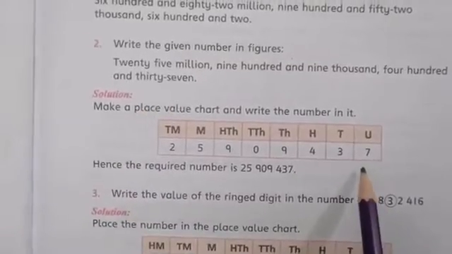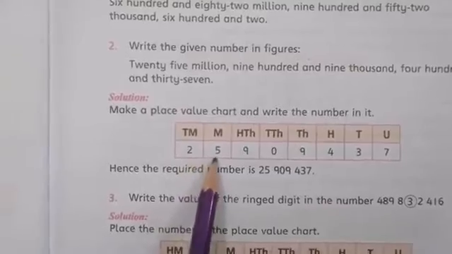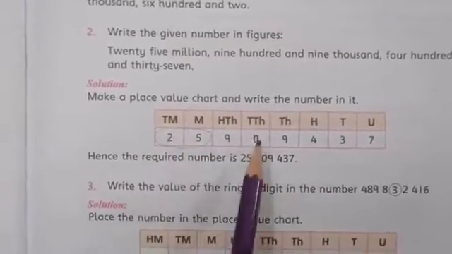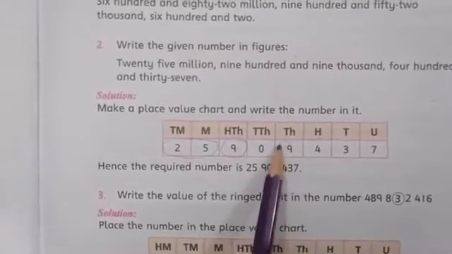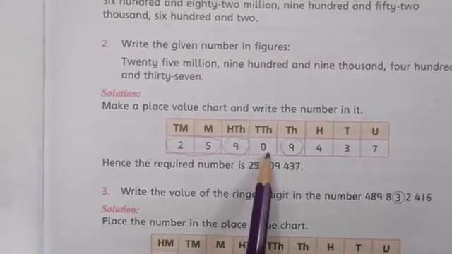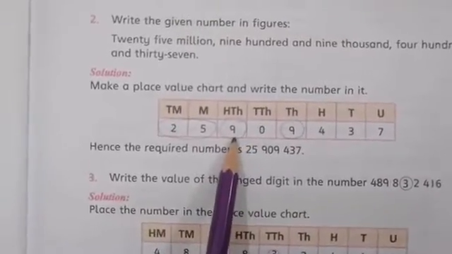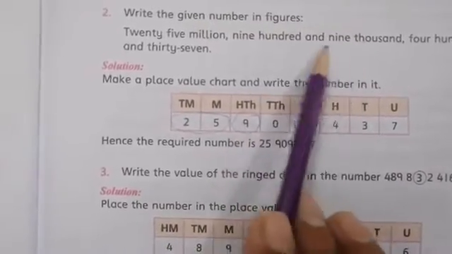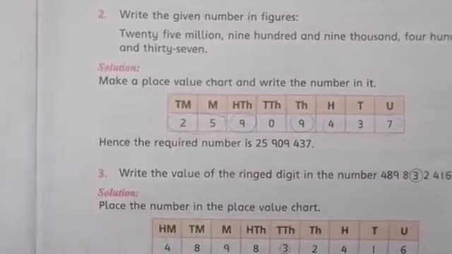25,909,437. So this is written in the standard form here in the place value chart. So 25 million, this is separate, right? 900 is separate and 9,000 is separate. So 0 we will not read in this, that is already covered in the 9,000, right? So 437 we will read separately.